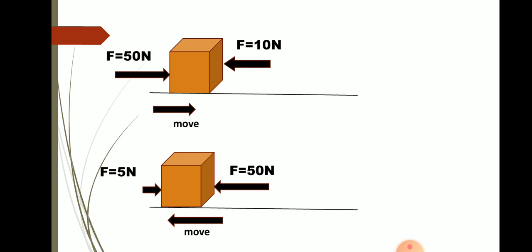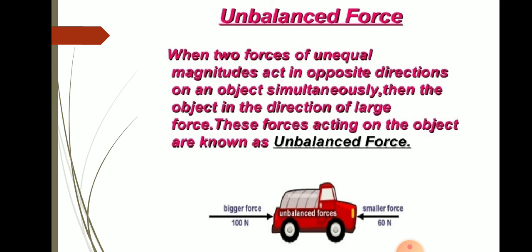So this is unbalanced force. Unbalanced force makes a body move. So what is unbalanced force? When two forces of unequal magnitude act in opposite directions on an object simultaneously, then the object moves in the direction of the larger force. The force acting on the object is known as unbalanced force.